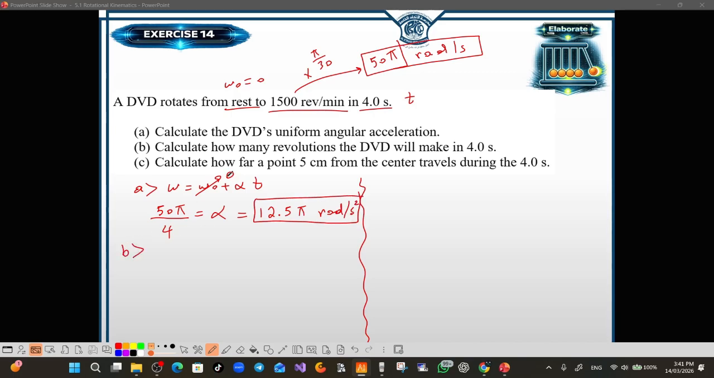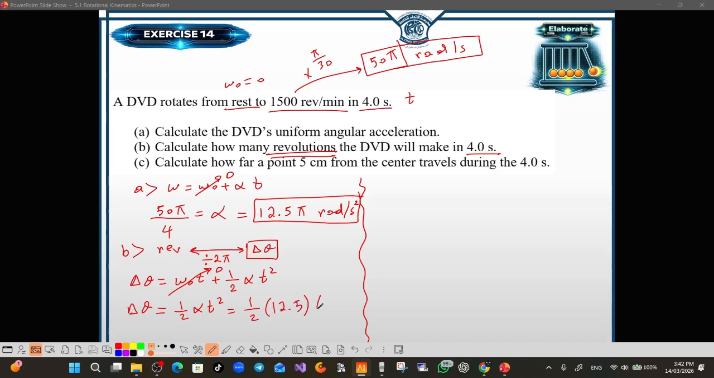Now part B, calculate how many revolutions the DVD will make in 4 seconds. Now we know that the number of revolutions is related or linked to the delta theta. So if you find the delta theta, then we just divide over 2 pi to get it in revolutions. And the delta theta, since we have the time, the alpha, the omega 0, we just use the quadratic equation to find the delta theta. Omega 0 is 0. So half alpha is 12.5, and the time is 4 to the power 2. So the delta theta is equal to 100 pi.